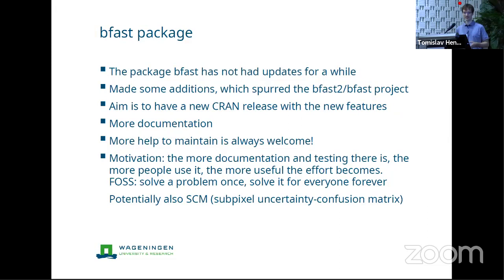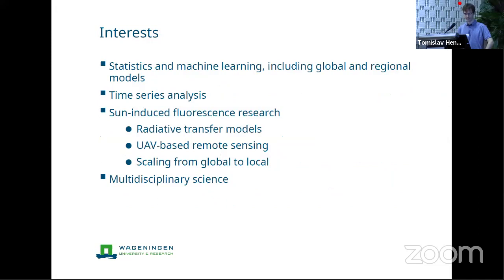And then I'm also working on another package, which is the subpixel uncertainty confusion matrix, specifically for estimating how good land cover fraction maps are. I'm also going to cover a bit in my session about the spatial uncertainty part, because that's also one of the things that I was looking into for the first part, the land cover fraction mapping.